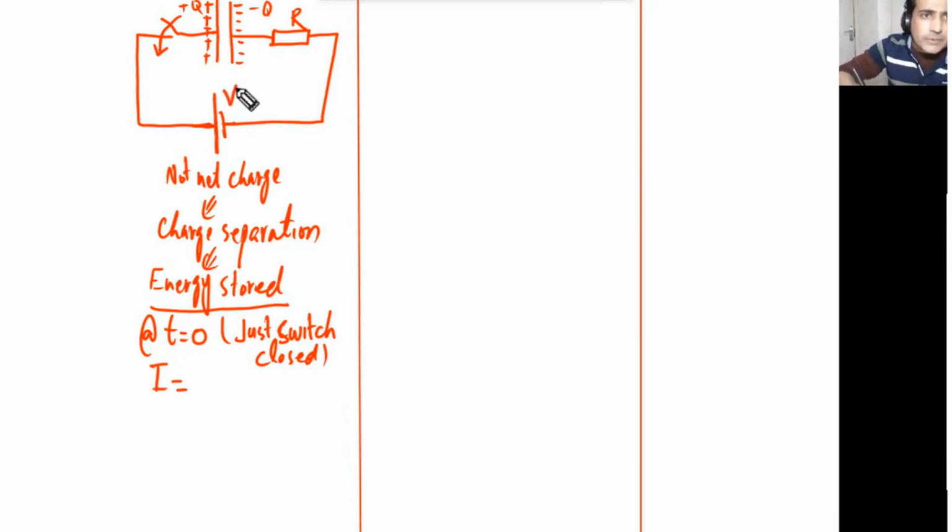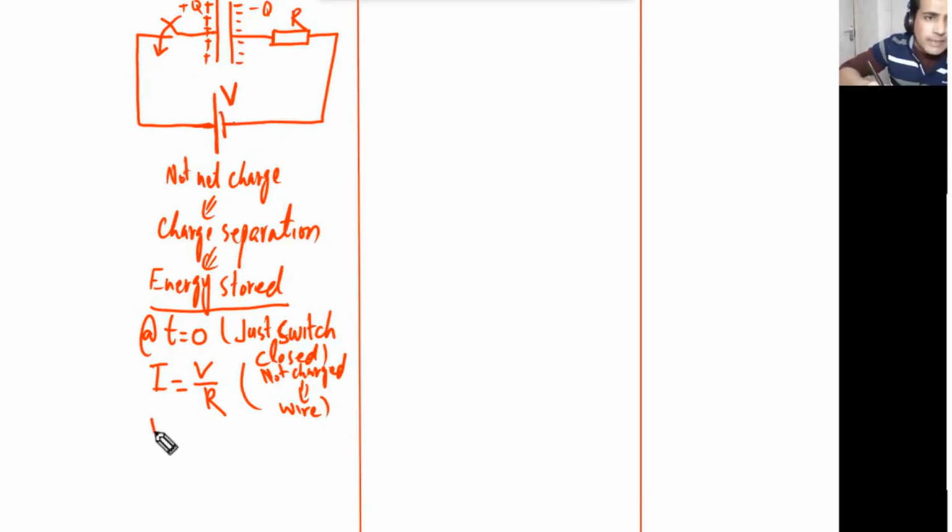Let's say this battery's voltage is V. So I at the beginning will be equal to V over R, as there is no capacitor effect here. When the capacitor is not charged, it is just acting like a wire. But as more and more charge is stored on this one, finally it will stop. There will be no current.